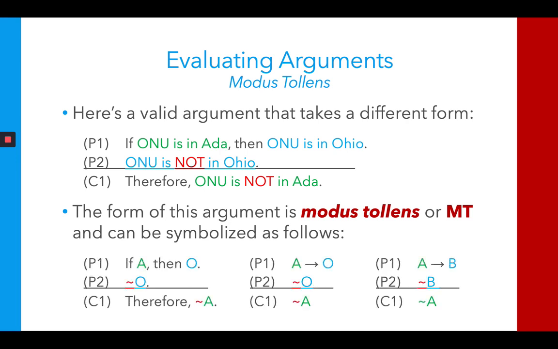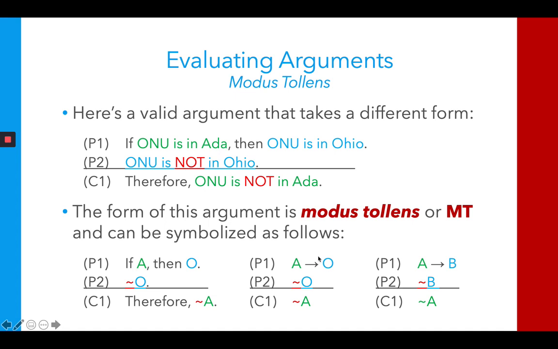So again, I've given you a few different options over here. If A, OU is in Ada, then O, OU is in Ohio. But OU is not in Ohio. It's not the case that O is true, O is false. It's going to be symbolized with this little squiggly called a tilde, T-I-L-D-E. Tilde O, not the case that O, therefore it's not the case that A.